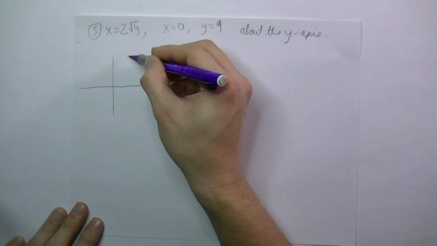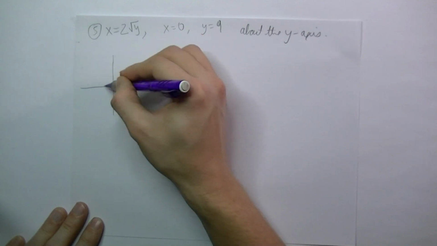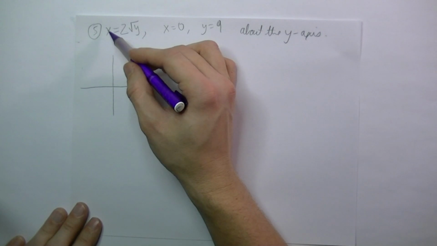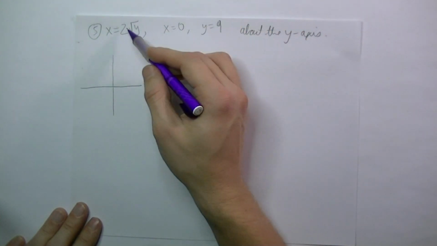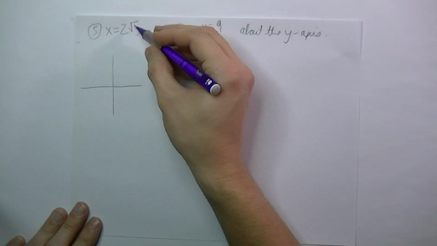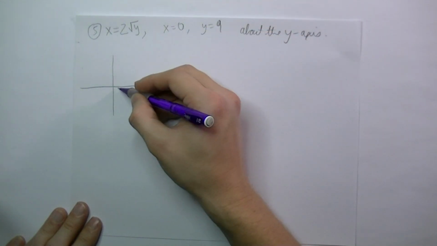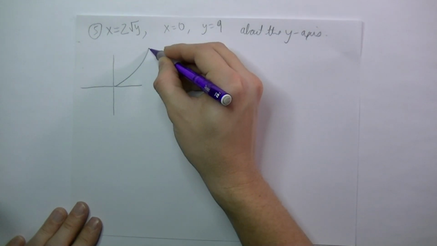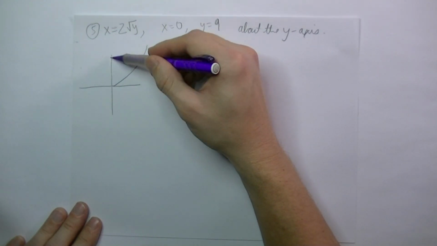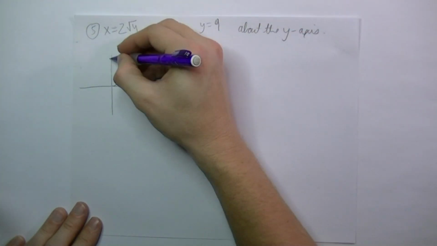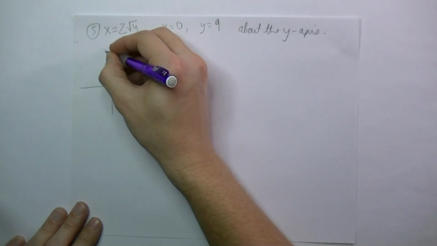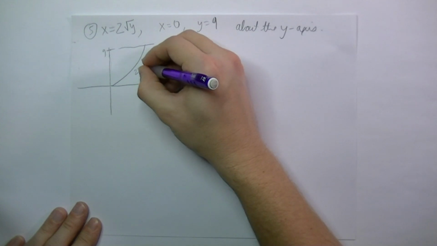Okay, I know we're going to be revolving around the y-axis, so that means we have to be integrating with respect to y. x equals 2 square roots of y. Well, they already have this solved for x for us, and this is just a parabola with a stretch factor, so something like this. And x equals 0 is the y-axis, and y equals 9 is our upper limit here. So this is 2 square roots of y.